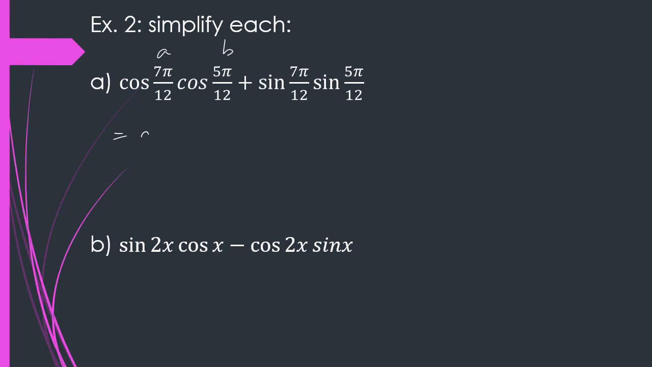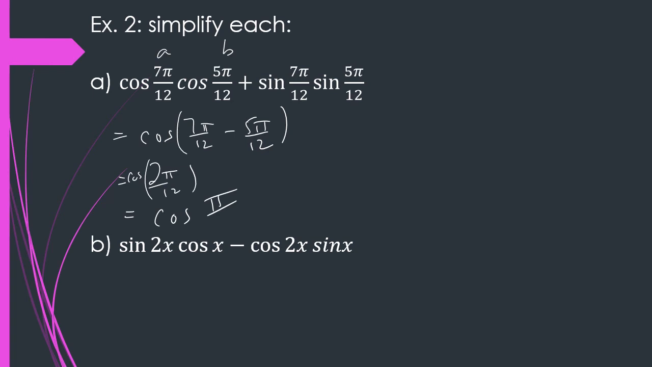So we can simplify this to cos of 7 pi over 12 minus 5 pi over 12. 7 minus 5 is 2. So cos 2 pi over 12. And that reduces to cos pi over 6, which we have a special triangle for. Again, in your solutions, make sure you draw it, but I'm just going to give you the answer. You're looking at the special triangles. That ends up being root 3 over 2.